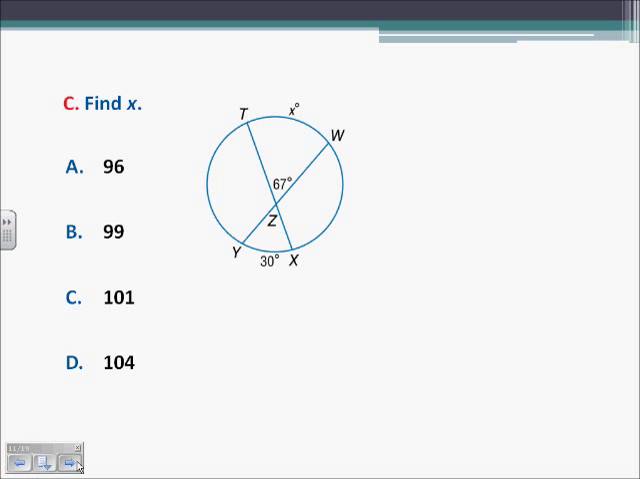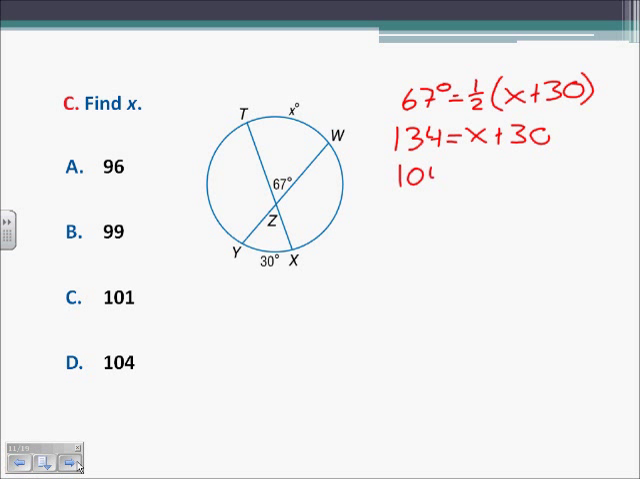Again, finding x, we're told that the measure of our interior angle there is 67 degrees, so we know the measure of our angle is 67 degrees. That's going to equal 1/2 of the sum of the two intercepted arcs, which is going to be x plus 30. So we can either distribute the 1/2, or instead of dealing with half of a variable, we multiply both sides by 2. So 134 is going to equal x plus 30. Subtract off that 30. 104 is going to equal x, which would be letter D.